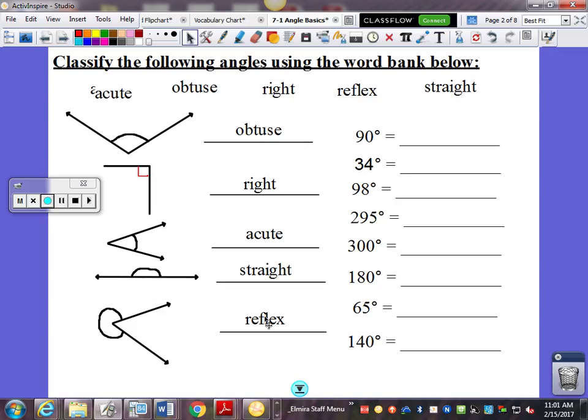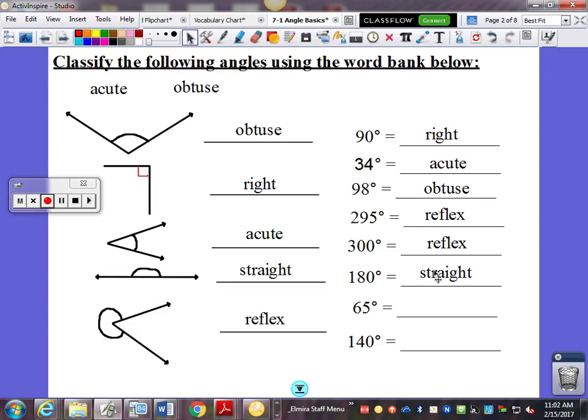Okay, now we're doing this from numbers. I see 90 degrees. 90 degrees on the dot would be a right angle. 34, that's less than 90, so that's acute. 98 degrees, that's more than 90, but it's not past 180 yet, so it's obtuse. 295, and you know what, while we're talking about it, 300, they're the exact same answer, okay? Those are both past 180. Anything past 180 is a reflex angle. 180 on the dot is a straight angle. 65, that's less than 90, that's acute.